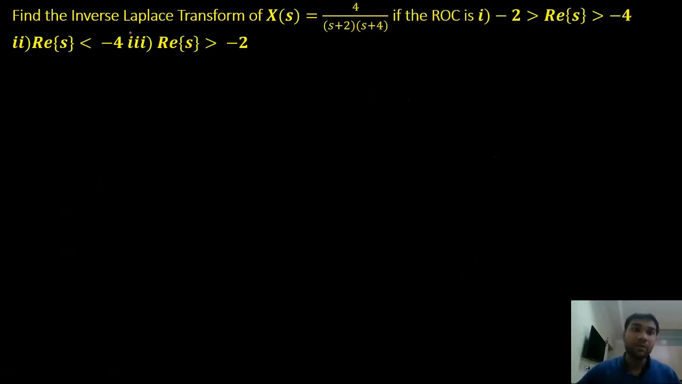Now we'll continue finding inverse Laplace transforms. So far we have found out inverse Laplace transforms when only X of s was given, only when the Laplace transform was given without any ROC. The ROC was not specified. Only in that case we found out inverse Laplace transform. When there is no ROC specified, we assumed the given signal is causal signal, right?